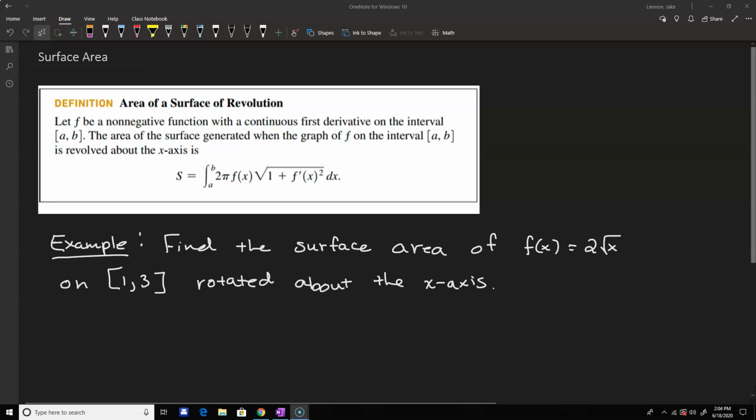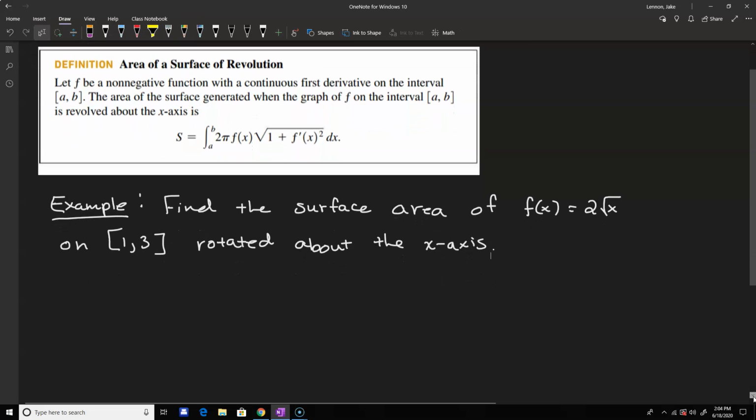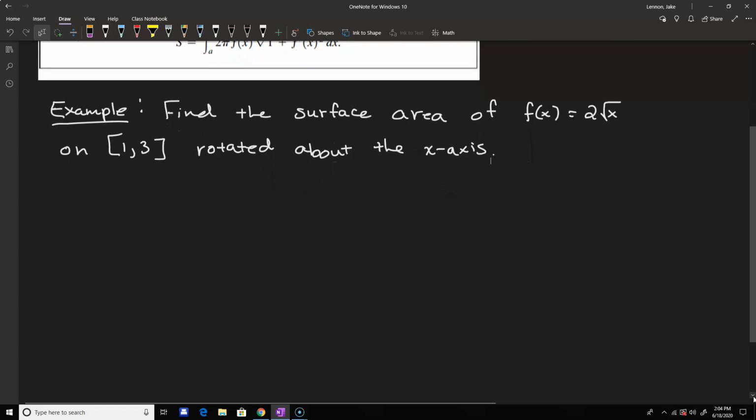Okay, so we're looking at the graph 2 square root of x on the interval 1, 3, rotated about the x-axis. Again, if you want to think about the picture here, it's not too difficult to envision. We know 2 square root of x is going to look roughly something like this. So we're rotating a section of it about the x-axis.